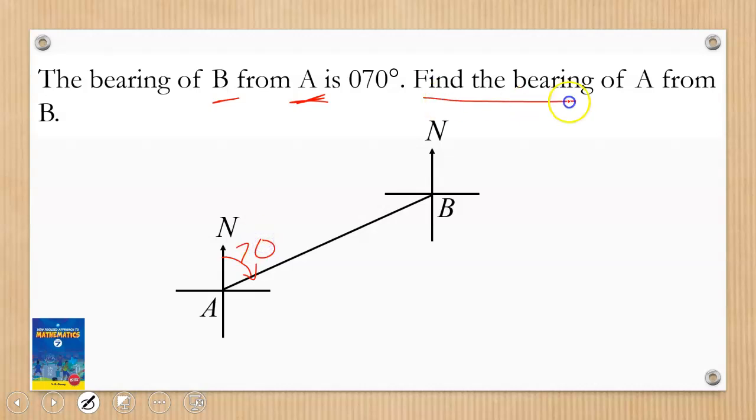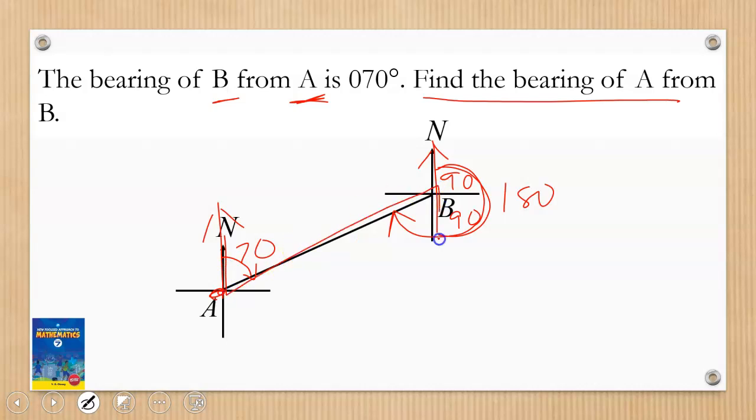Now the question says, find the bearing of A from B. That means you want to know A, but I want to take it from B. So from the North Pole of B, we move up to the line that links between the two. Right. So we know this is 90, here too is 90, making the whole of this 180. We know that already. Then we know also that the line here and the line here are parallel. And so because they are parallel, we apply the concept of alternate angles, that is the Z angles. Can we see that? So if here is 70, then the remaining angle here too will be 70.